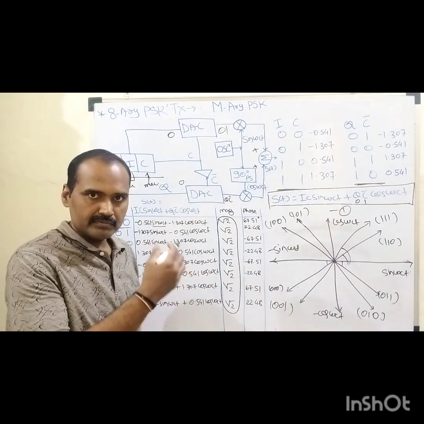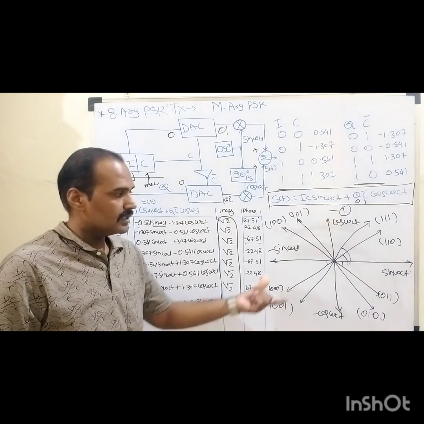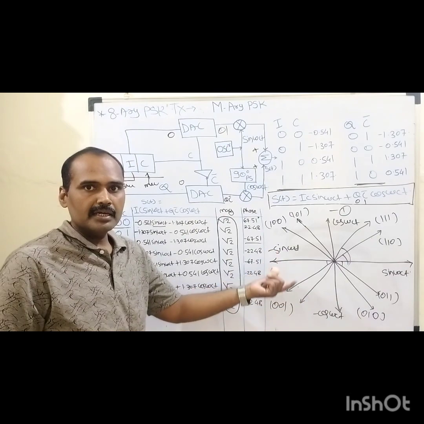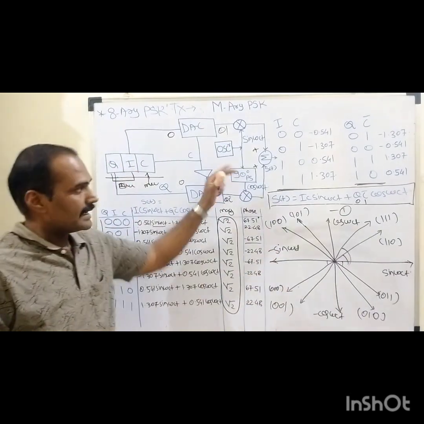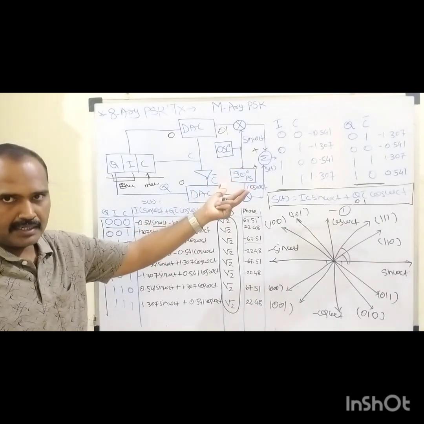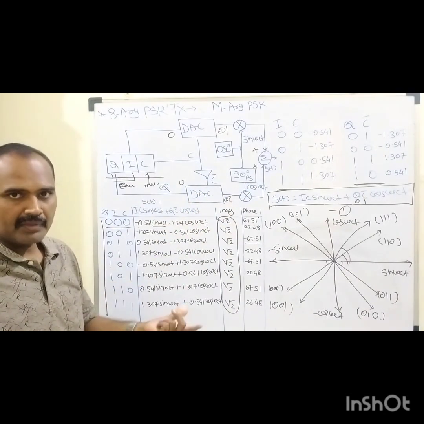So in this way, this constellation diagram is to be drawn for this 8 array phase shift keying technique. Instead of that, we can vary the number of symbols to the Mth level. So instead of 8, we can have 16, 32 like this, right? But the strategy remains the same, right? Only the levels are being enhanced, right? So in this way, this 8 array PSK works.